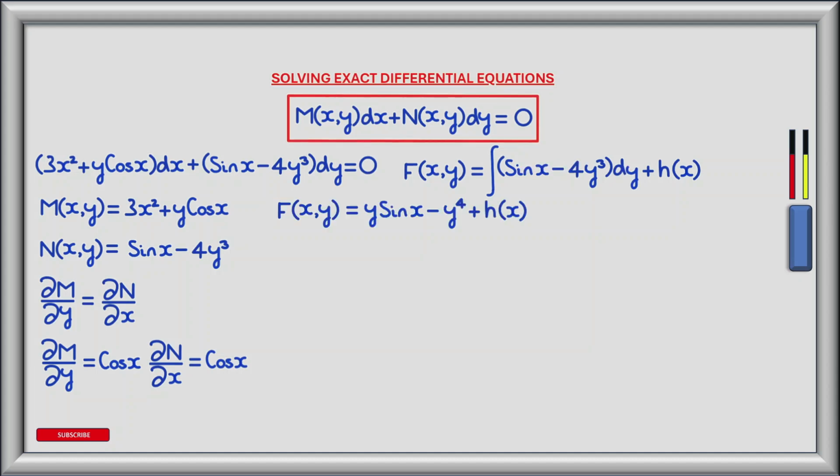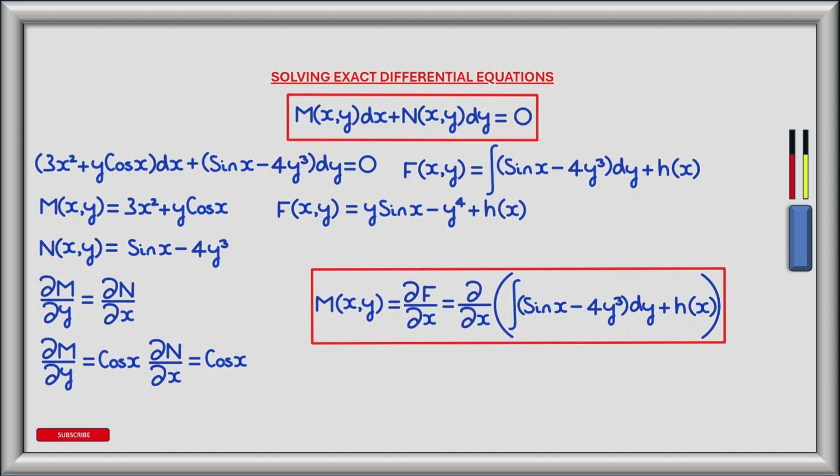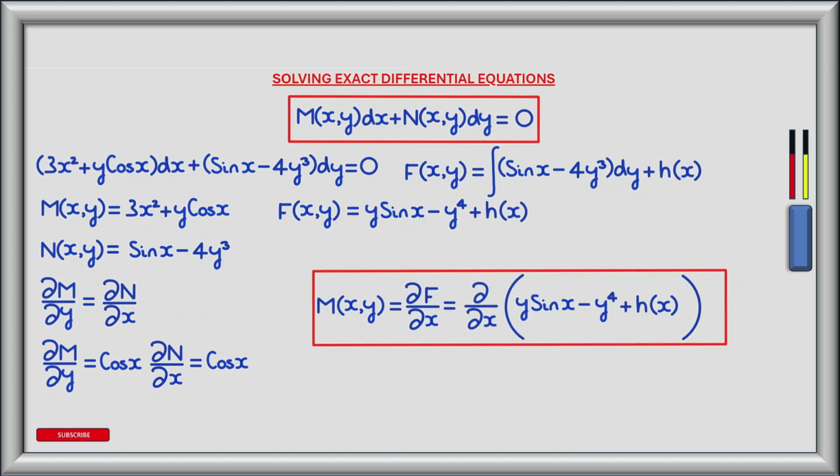And so evaluating this function with respect to y gives potential function f equal to y sin x − y⁴ + h, which is a function of x. We know that to find the function h, we can equate function M to the partial derivative of f with respect to x. So having evaluated the integral, we need to find the partial derivative of y sin x − y⁴ + h with respect to x, and then equate this to function M.